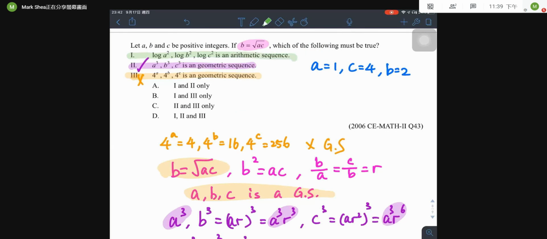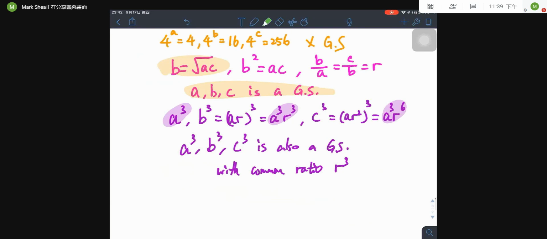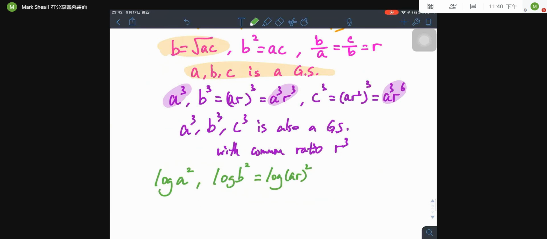Now we need to look at log A squared, log B squared, and log C squared. With the sequence, log A squared is the first term. How about log B squared? Because B is AR, it will be log of AR squared, so it will be log of A squared times R squared. Now for the logarithm, we can write it as log A squared plus log R squared. So it is log A squared plus 2 log R. So this is the second term, log B squared.